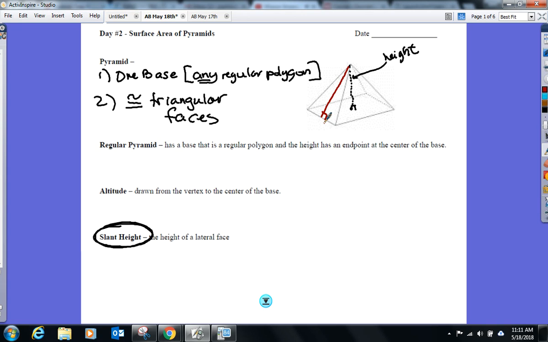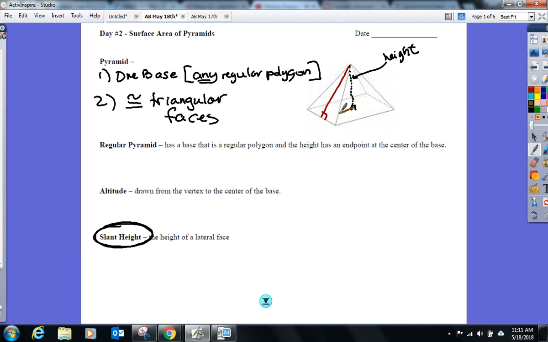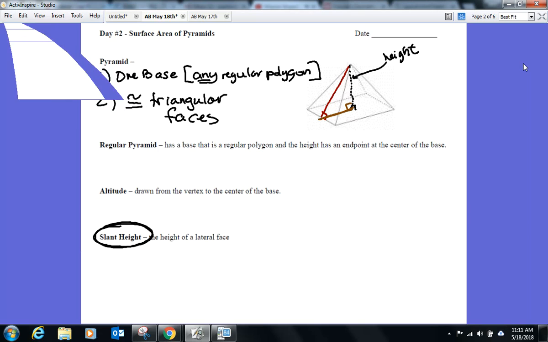Now, watch what happens. If I connect the height and the slant height, you know what type of triangle I form? A right triangle. So guess what we're going to be doing a lot of today? Pythagorean Theorem. So again, height, I drop it down. Slant height is actually on the face, guys. Okay? Everybody good? All right. I'll just let this roll until it ends.